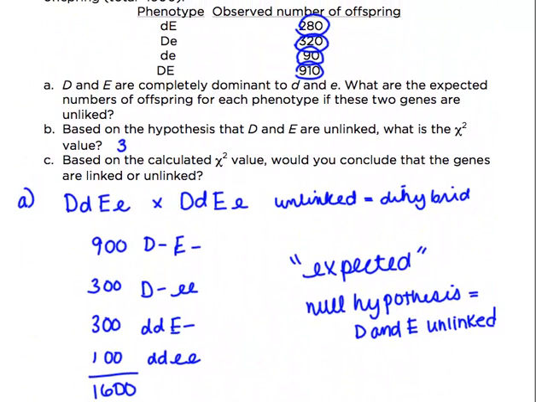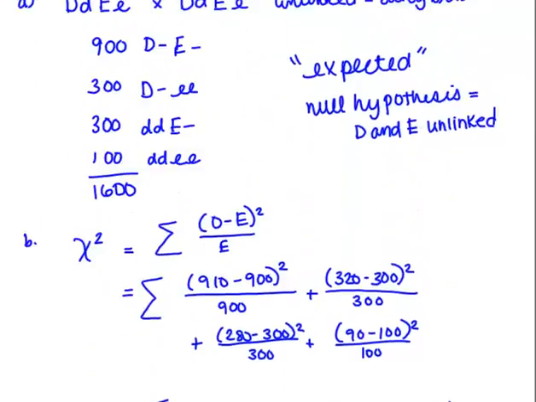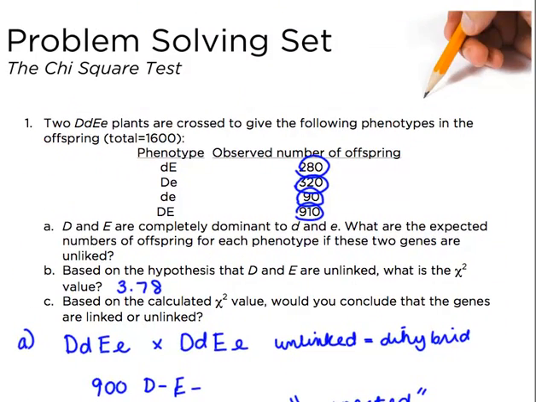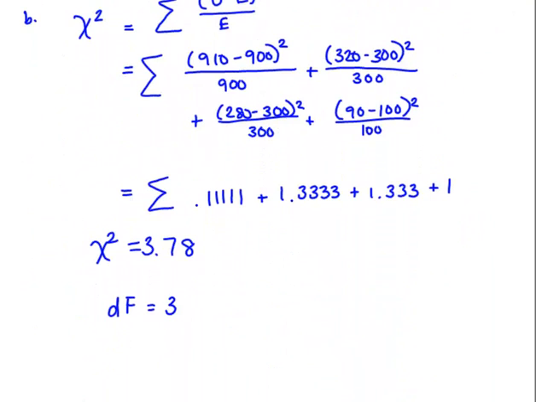So chi-squared is 3.78. Now for C, based on the calculated chi-square value, would you conclude that the genes are linked or unlinked? So for this, we're going to have to look at a chi-square table. However, let's first determine what our degrees of freedom are. Remember that degrees of freedom equal the number of classes minus 1. If you look at the number of phenotypic classes we have 4. So when you say that df equals n minus 1, n here equals 4, and therefore our degrees of freedom equal 3. So let's look at the chi-square table.